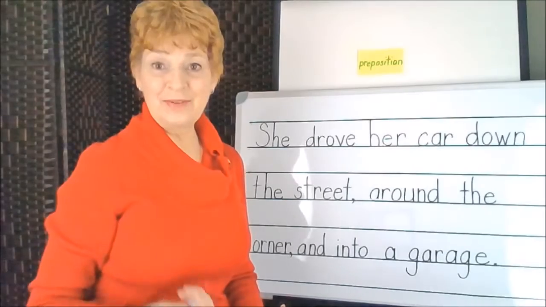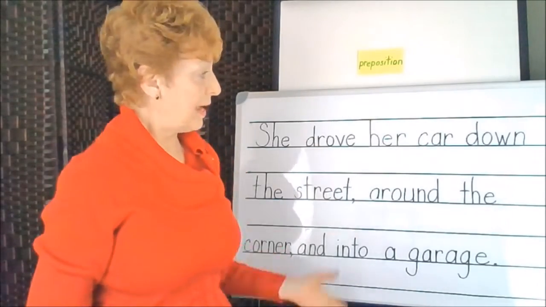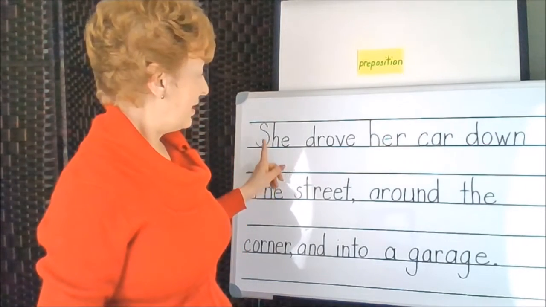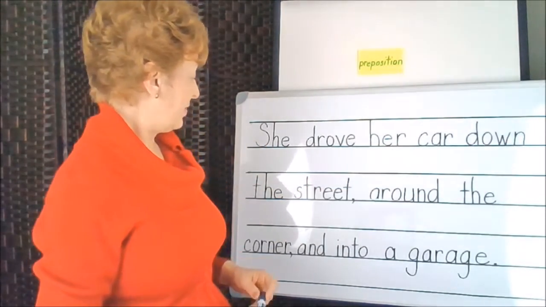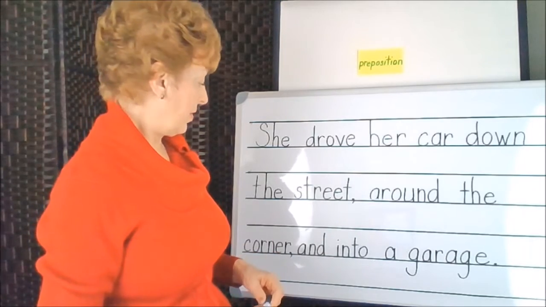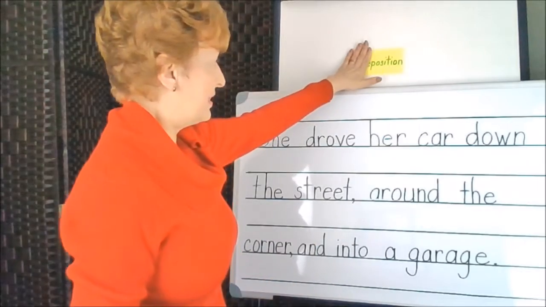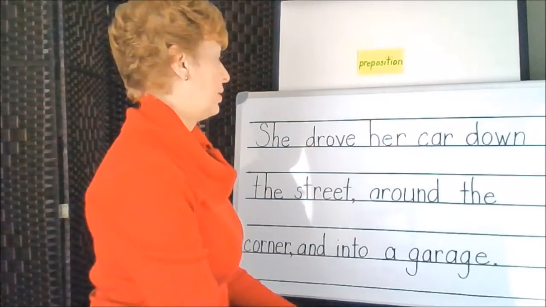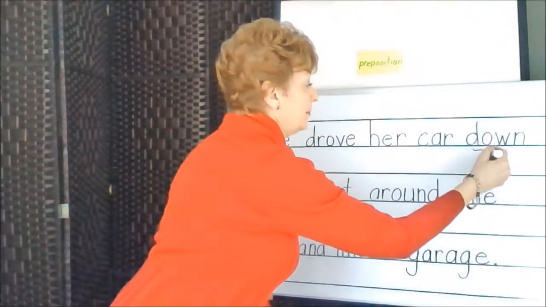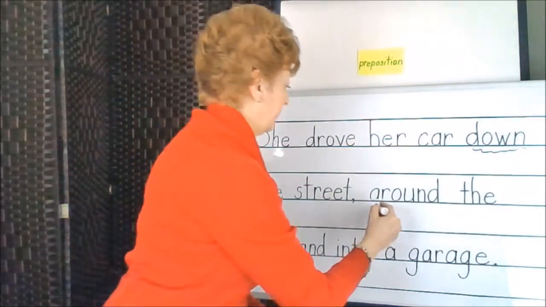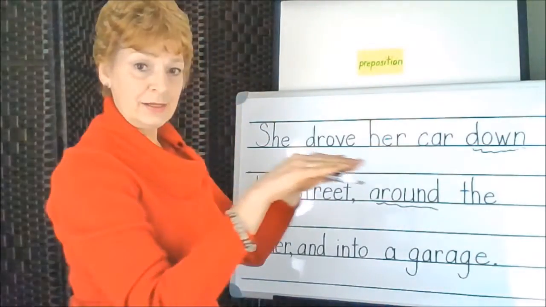A typical assignment for your child might be to locate the prepositions within the sentence structure. Here we have, she drove her car down the street, around the corner, and into a garage. A positional word could be down, around, and into.